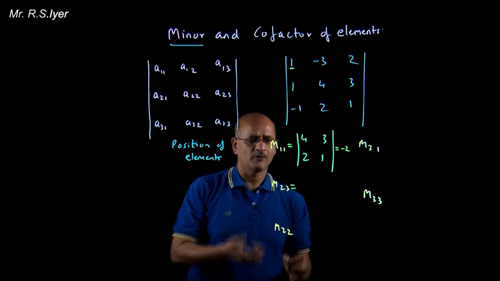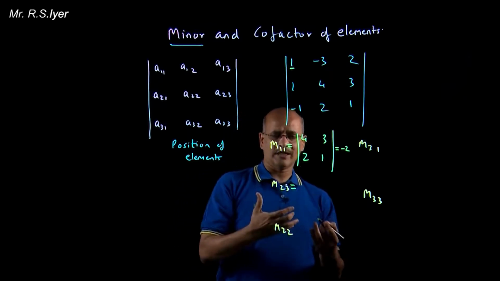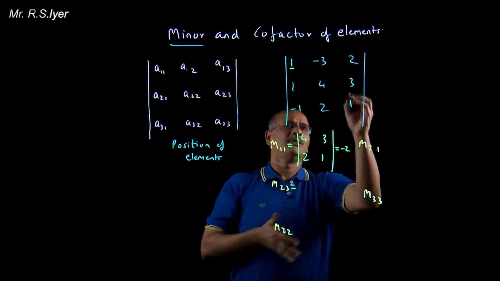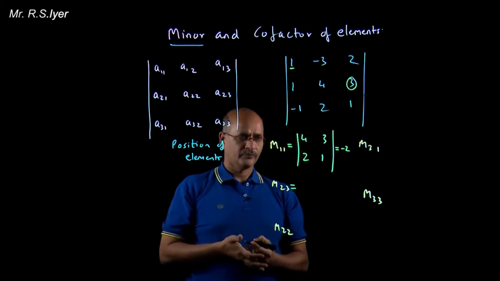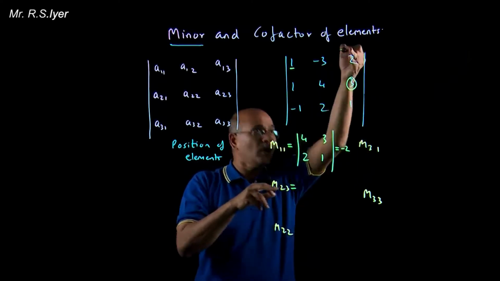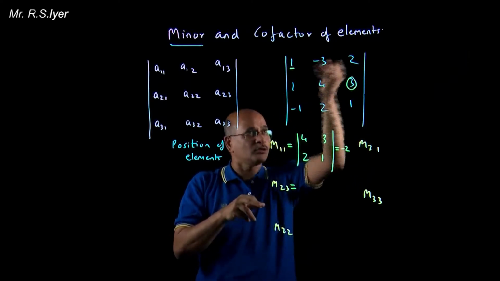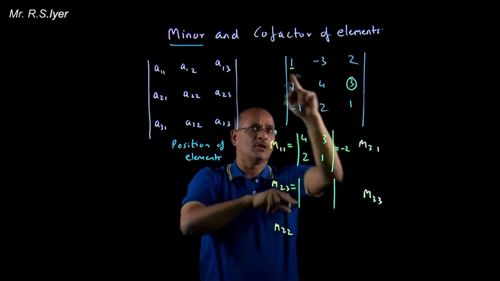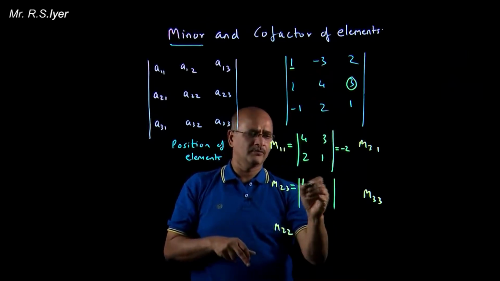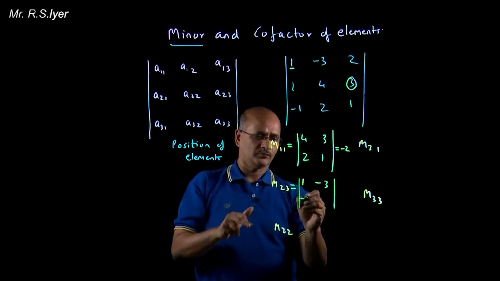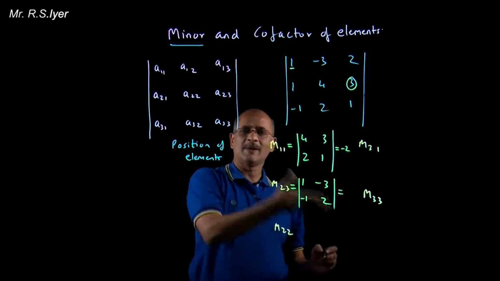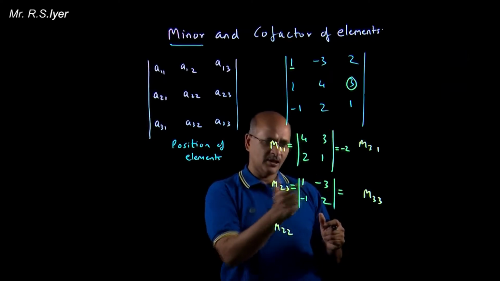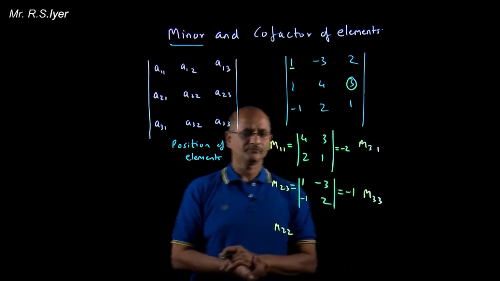So let us see the minor of 2, 3. Now 2, 3, where is the position of the element? Second row, third column. This is the element I am talking about. So its minor will be: leave this row and leave this column, where it is present. What is left out? 1, minus 3, minus 1, 2. Now you evaluate this, AD minus BC, you know. So AD is 2, minus 3, because minus and minus is plus. So 2 minus 3 is minus 1.